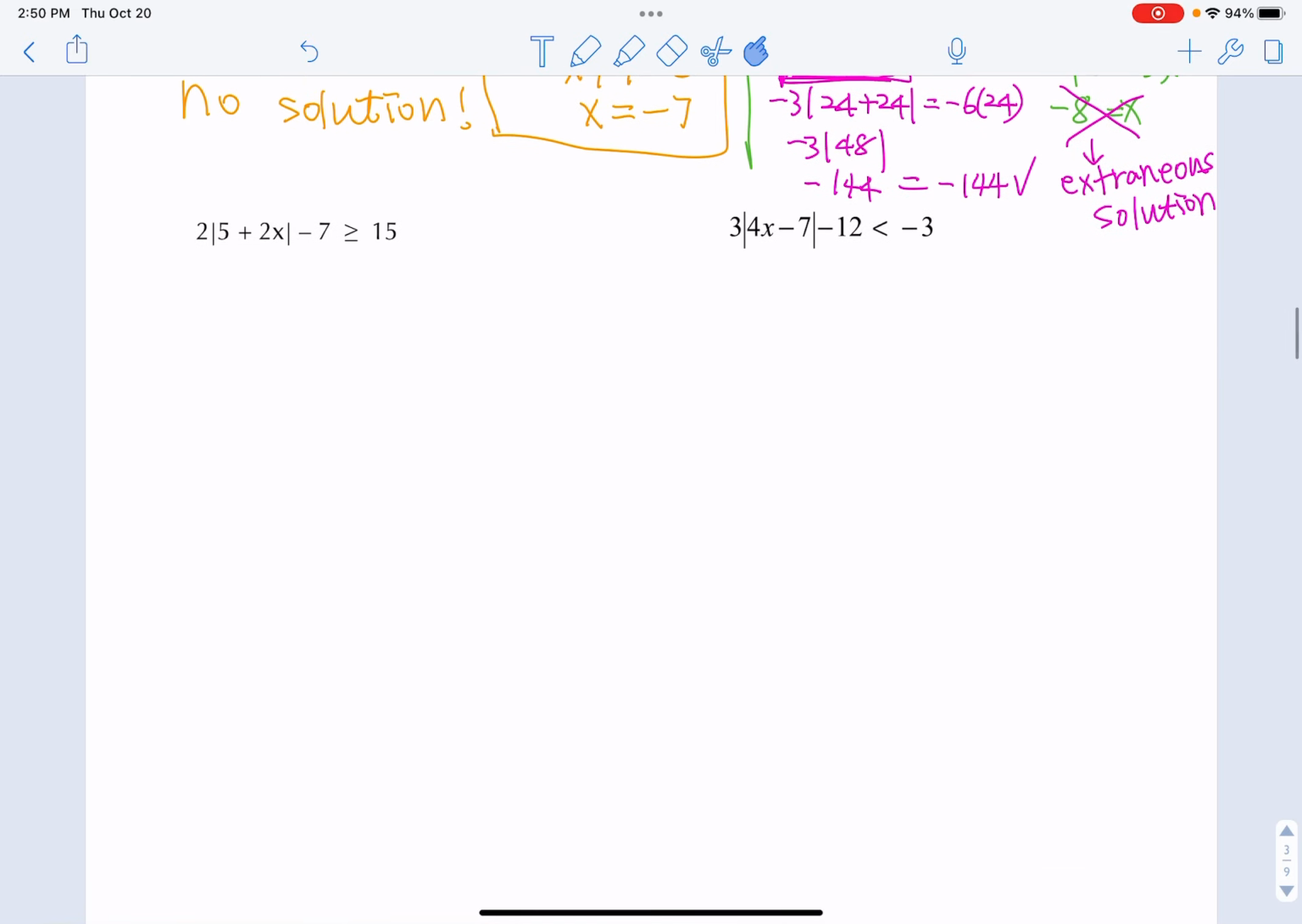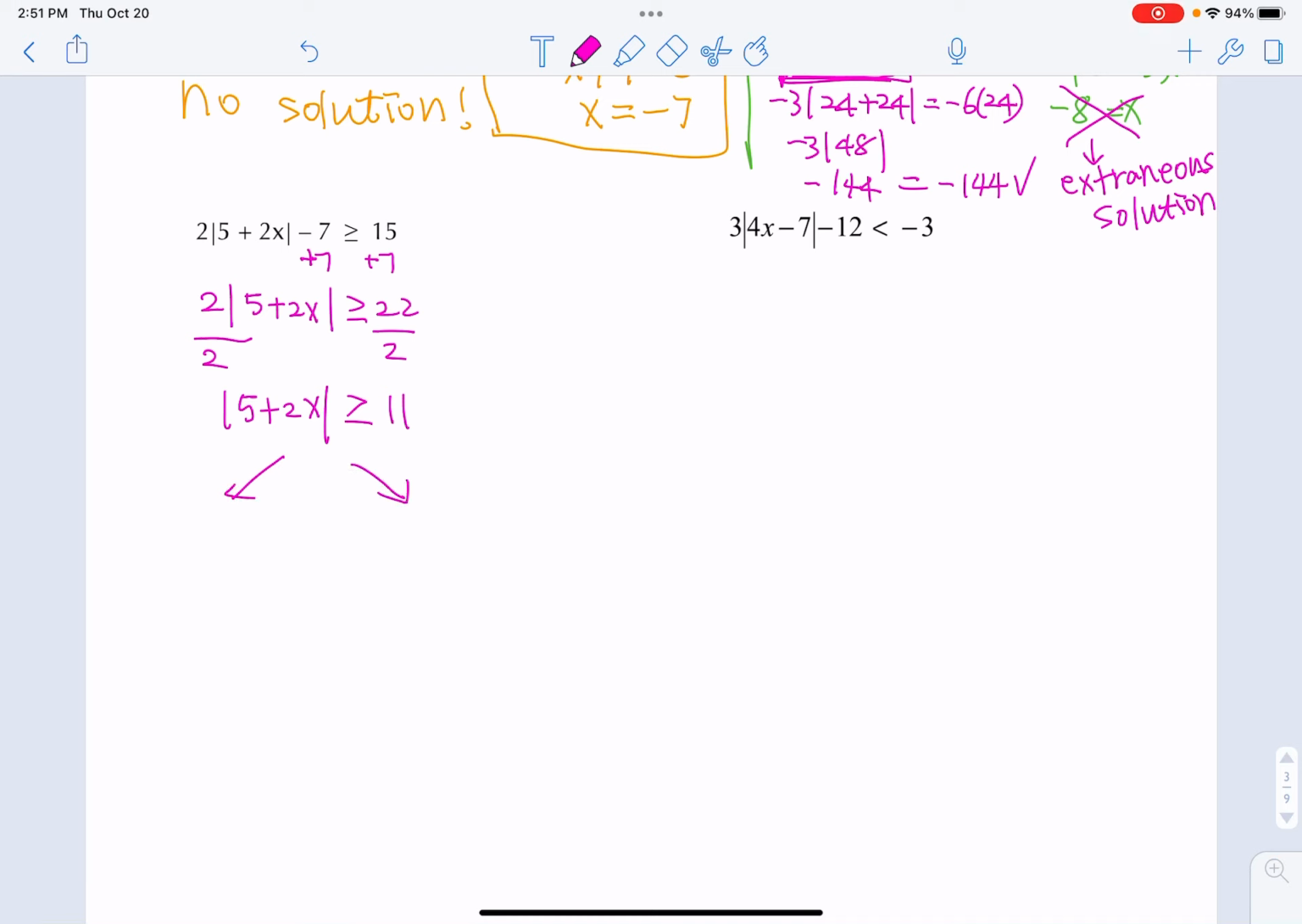And then two example of absolute value inequality. So still same method as an equation. So you add 7 on both sides, and then 2 absolute value 5 plus 2x is greater than or equal to 22, and divide by 2, absolute value 5 plus 2x is greater than or equal to 11. Absolute value inequality, also you set up two inequalities. So absolute value, always two equations or two inequalities. That's how you solve for absolute value related equation or inequality.